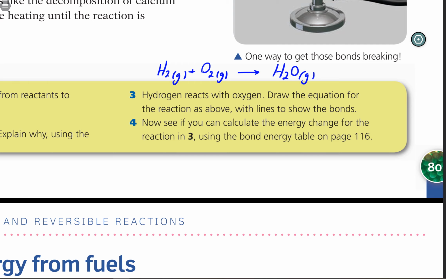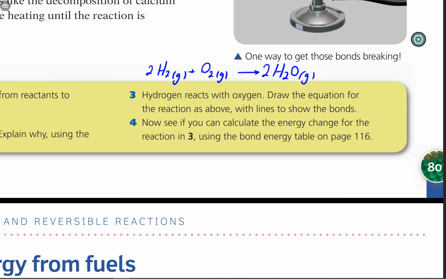We have two hydrogen at the left side, two hydrogen at the right, but we have two oxygen at the left, only one oxygen at the right, so I put two here to make the oxygen two. Now I have four hydrogen on the right side, so I put two as a coefficient for the hydrogen at the left. So now everything is balanced, both hydrogen and oxygen. This is the reaction which happens between the oxygen and hydrogen.